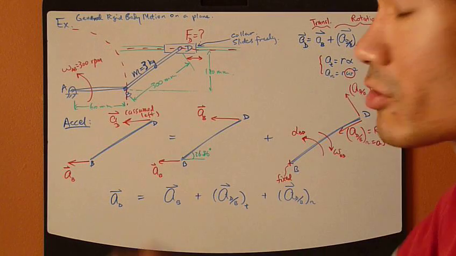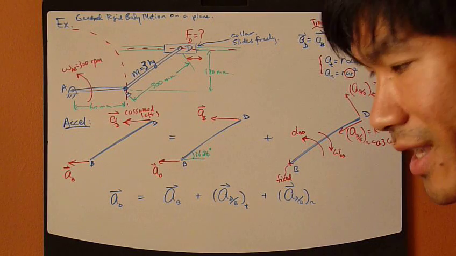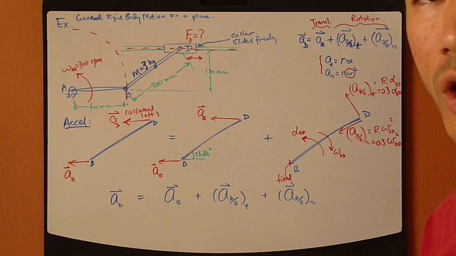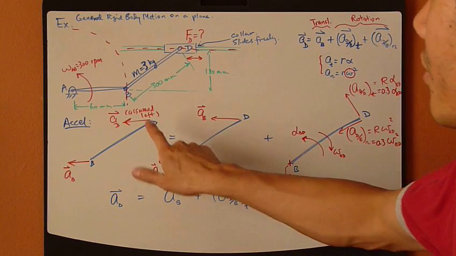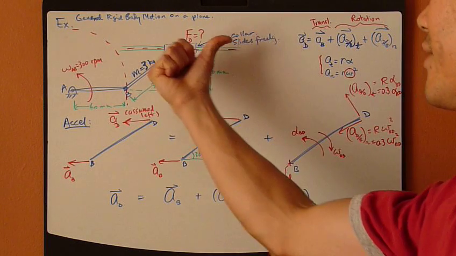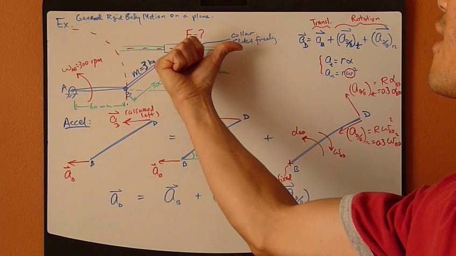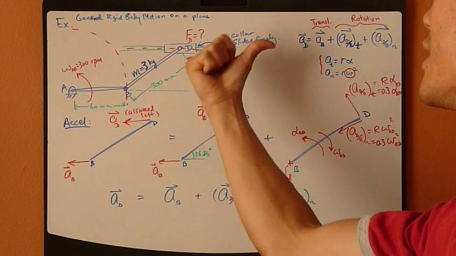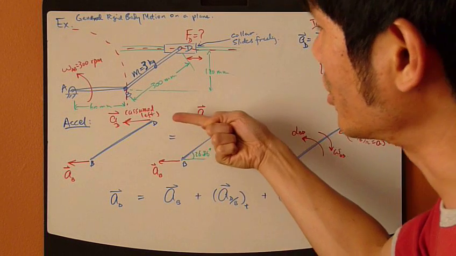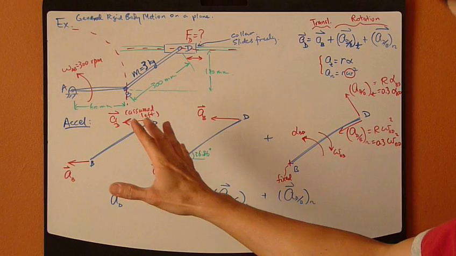So just assume something. Once again, if we don't know something, assume a direction. So I'm going to assume that it is slowing down, as point D is going to the right. It's slowing down, it's decelerating. So the acceleration vector is actually going to the left. That's my assumption.